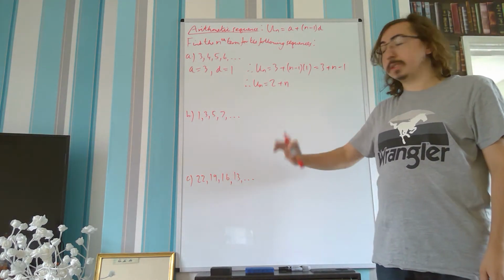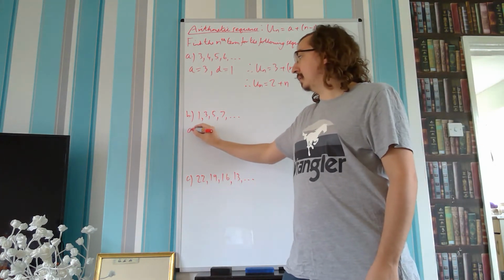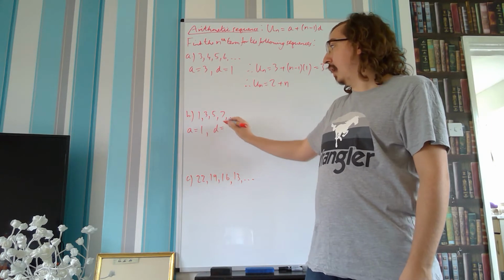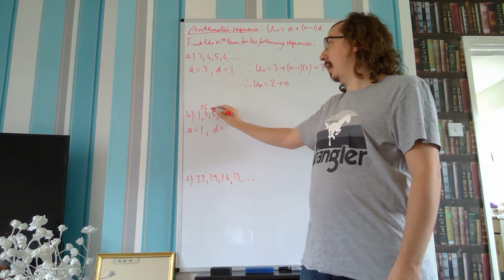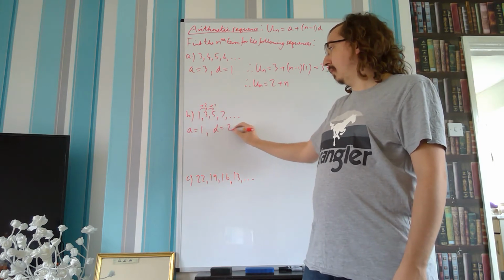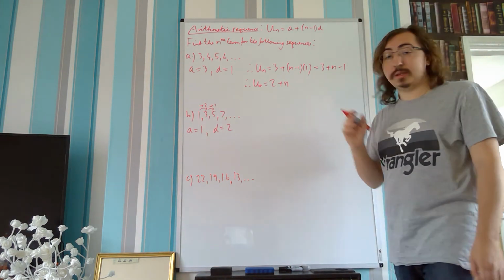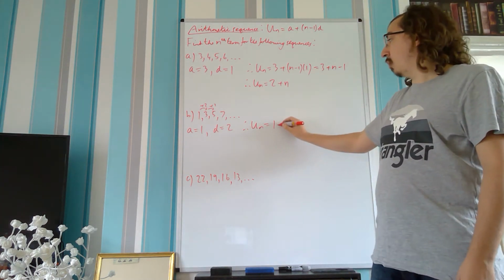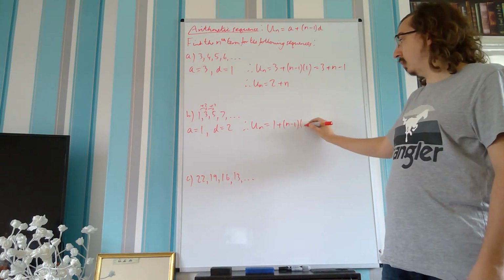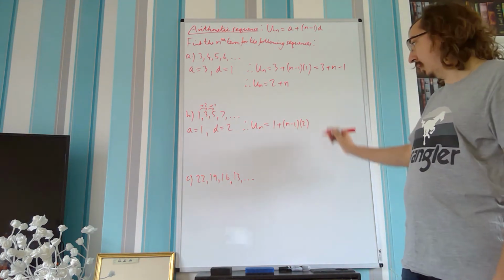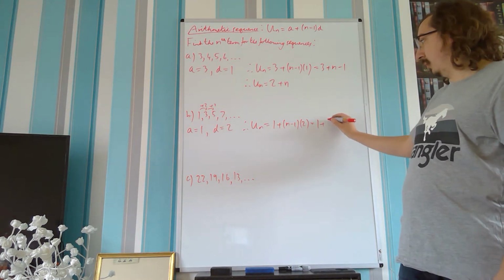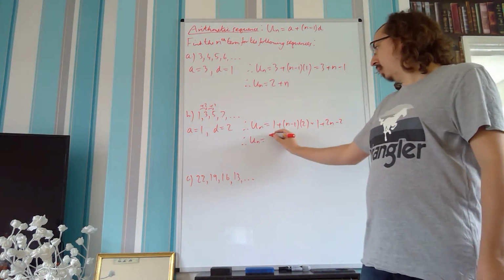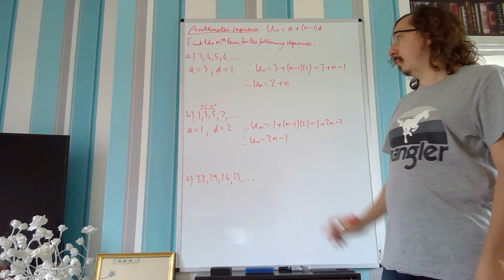Moving on to b then, similar idea. We need our a and our d value. Well, our first term is 1, so that's our a value, and our d, this time we are adding 2 each time, so our d value is 2. Again, we need to substitute them into our expression. So un is equal to 1 plus n minus 1 times our d value, which is 2. If we expand that, we have 1 plus 2n minus 2. So just simplifying that then, we have 2n minus 1.